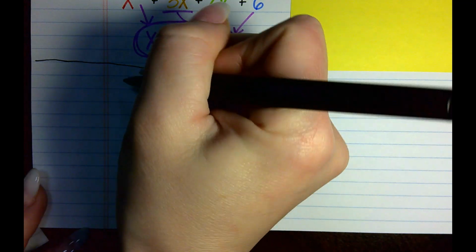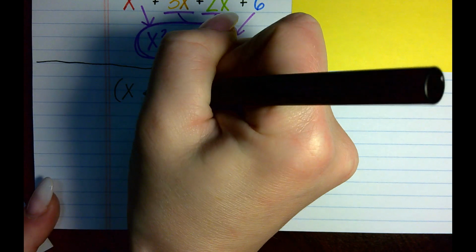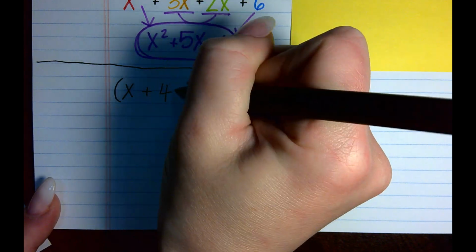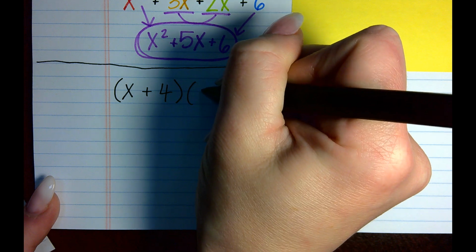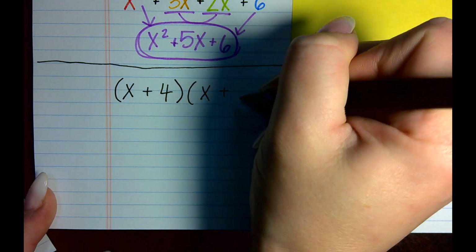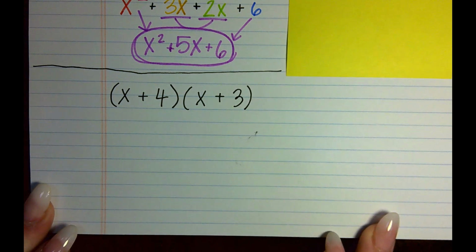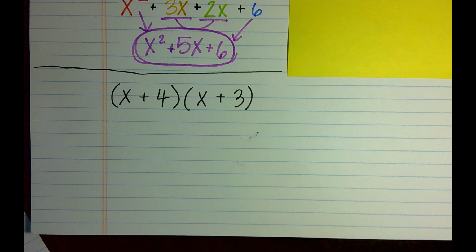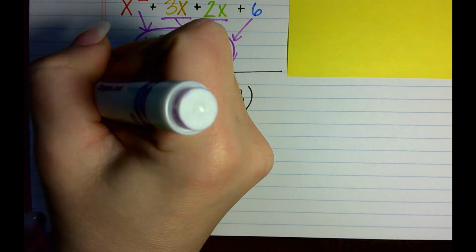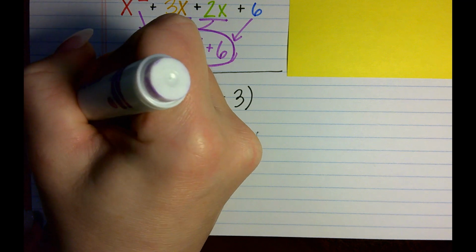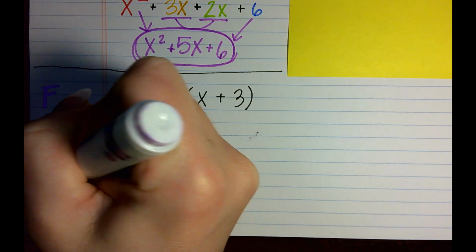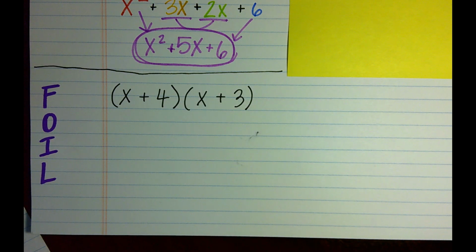Here we go. Let's try x plus 4 times x plus 3. So we're using the FOIL method. First, outer, inner, last. So I'm just going to write that out to the side. F O I. Okay.